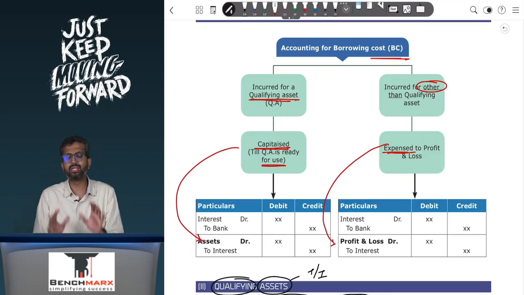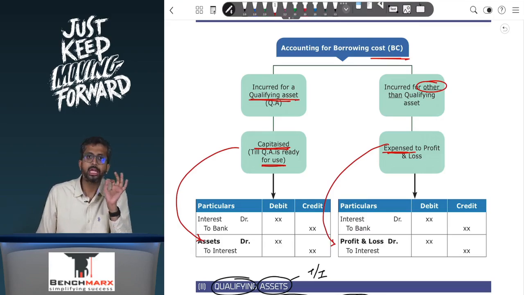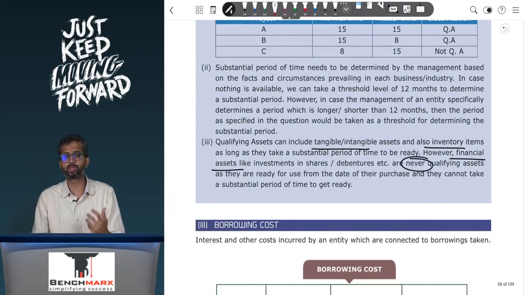Now, what is a borrowing cost? Remember, borrowing cost is a cost which is connected to the borrowing. Interest is connected to the borrowing. You have taken a loan and hence you have to pay interest. It is connected to the borrowing. But is that the only cost which is connected to the borrowing?